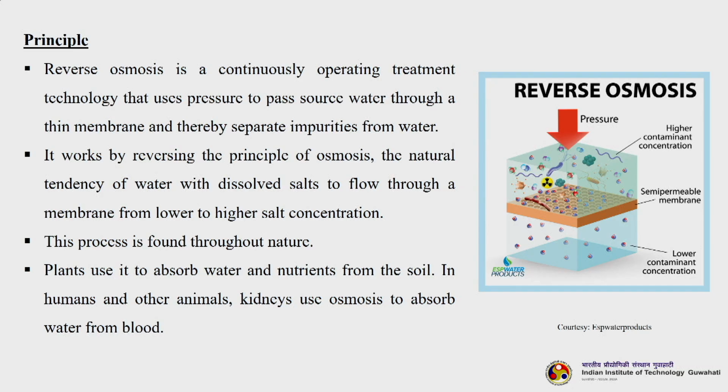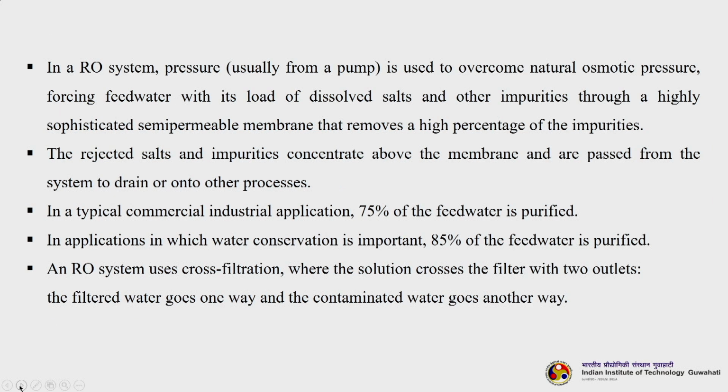It works by reversing the principle of osmosis, the natural tendency of water with dissolved salts to flow through a membrane from lower to higher salt concentration. This process is found throughout nature. Plants use it to absorb water and nutrients from the soil. In humans and other animals, kidneys use osmosis to absorb water from blood. In an RO system, pressure, usually from a pump, is used to overcome natural osmotic pressure, forcing feed water with its load of dissolved salts and other impurities through a highly sophisticated semi-permeable membrane that removes a high percentage of the impurities.